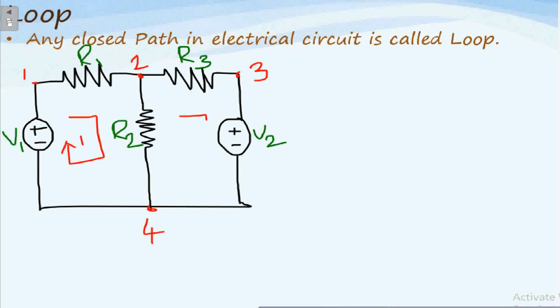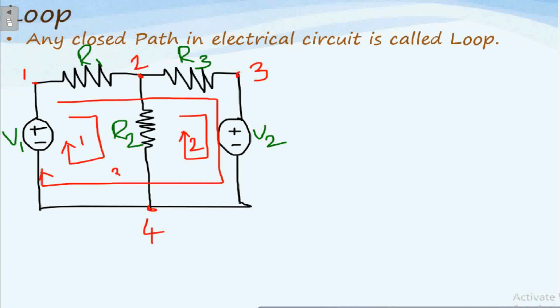This is loop 1, this is loop 2, and this is loop 3. Totally this circuit is having 3 loops. 2 are the inner loops and 1 is the outer loop.